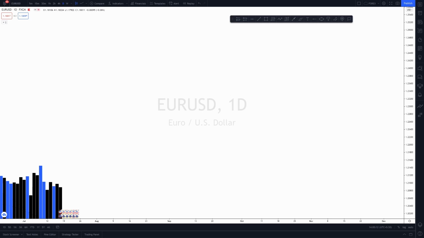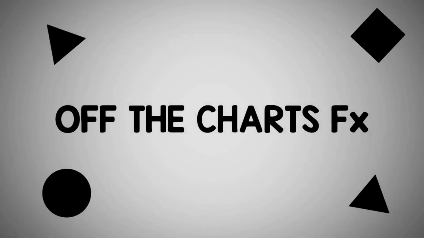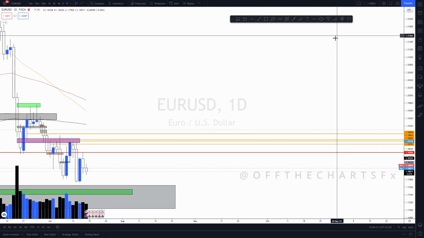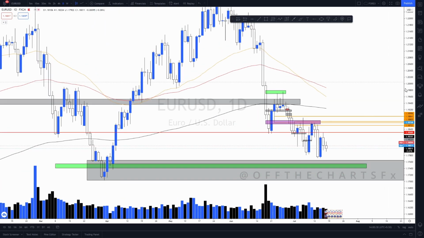So in today's video we'll be discussing the Euro USD pair for the upcoming trading week, that is from 19 to 23rd July. So let's begin. Alright traders, as you can see I have marked zones as I'm entering, as I have my positions open in this trade.